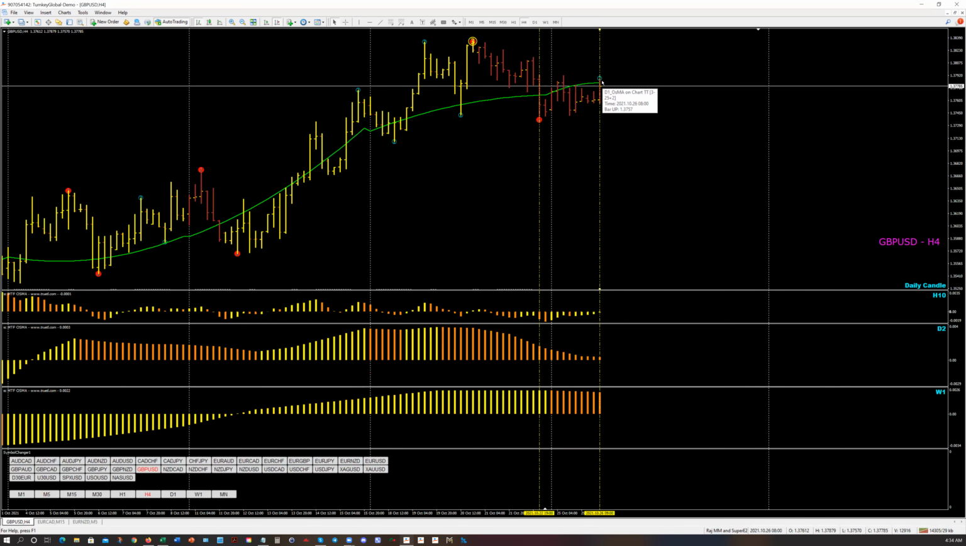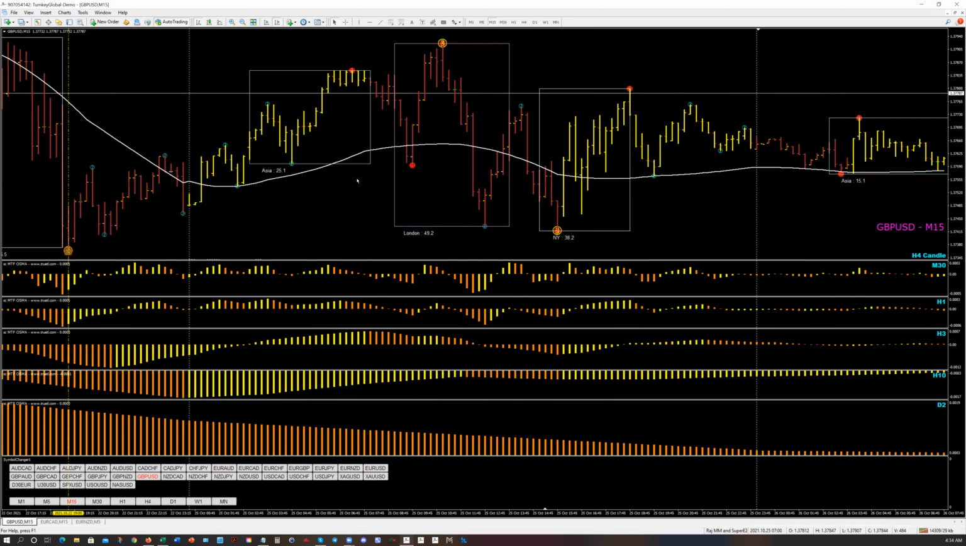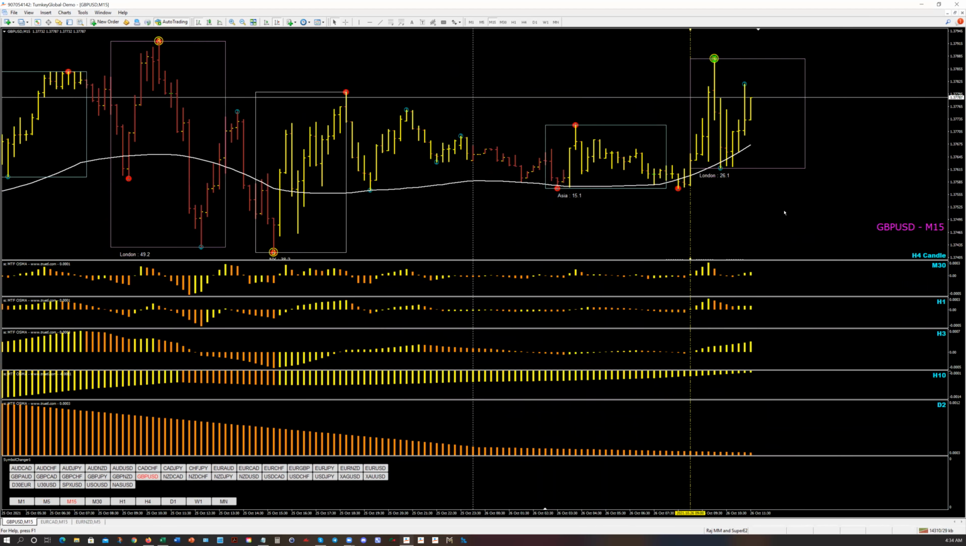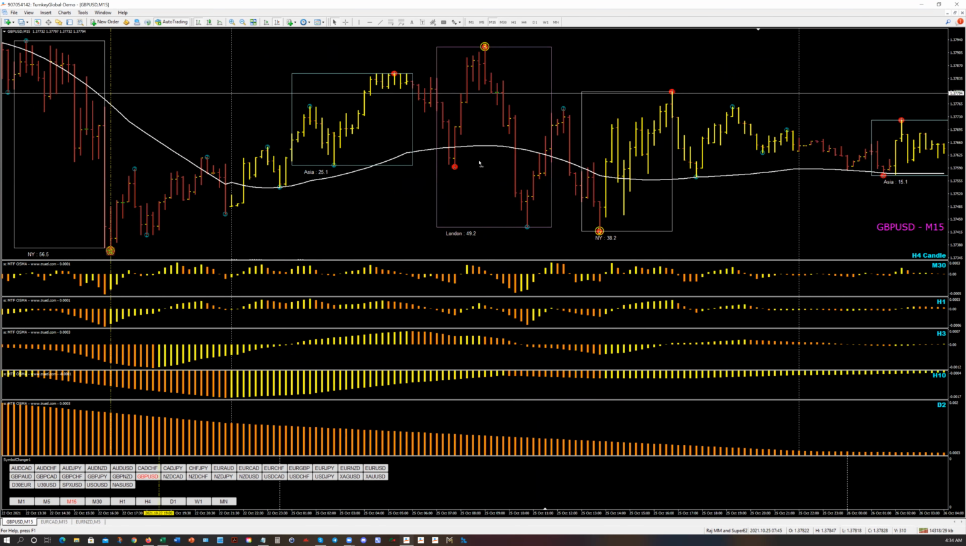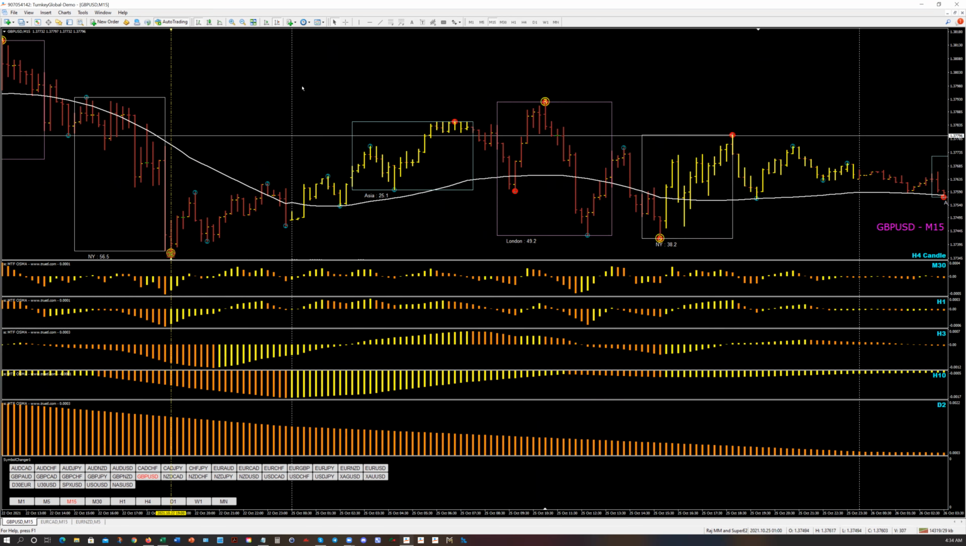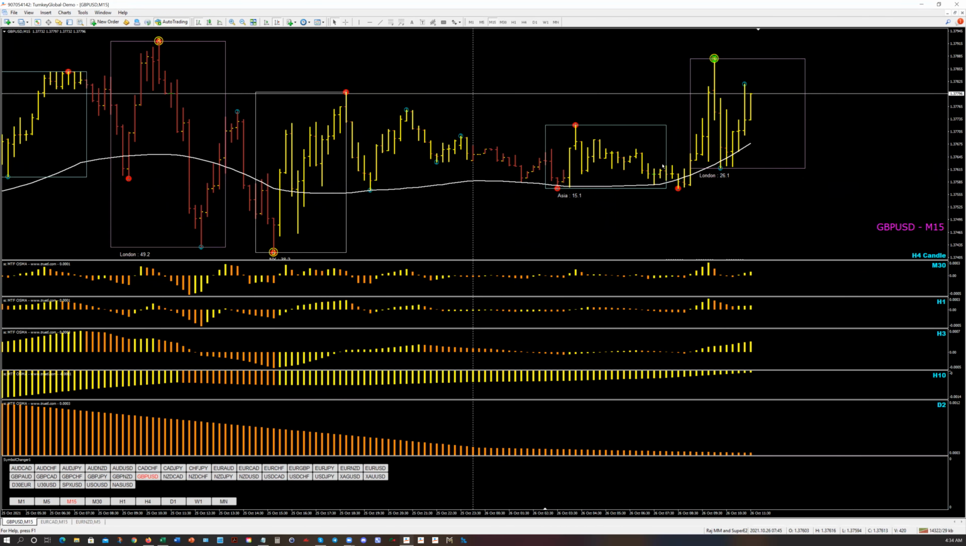Now this ball can move, right? So you're not going to go short till you get an H10 as red. But as long as the H10 is the right color, then you're matching. We're waiting for everything to match to take a trade. Right now, there's no trade. At this moment. Okay. Is that becoming clear for you?